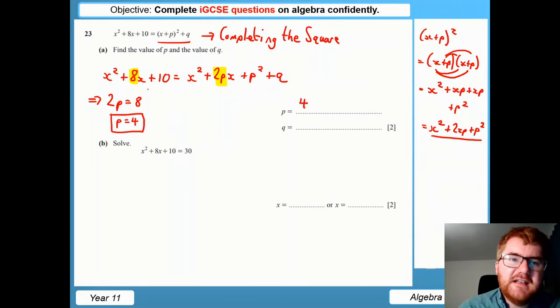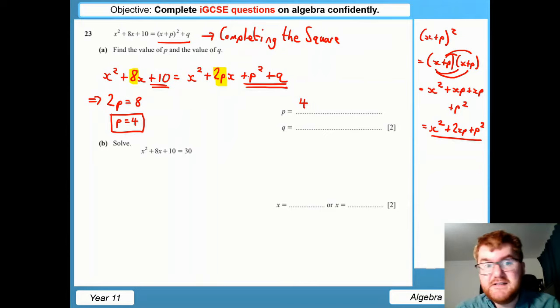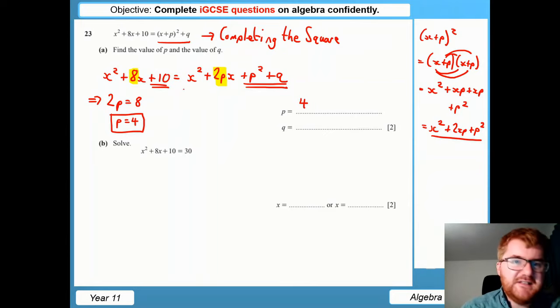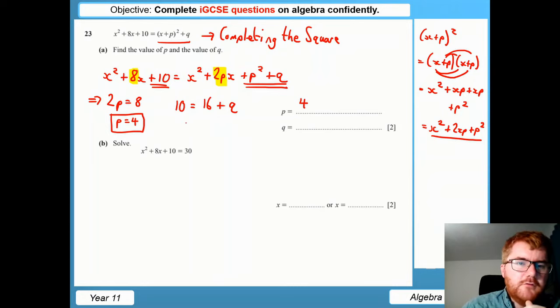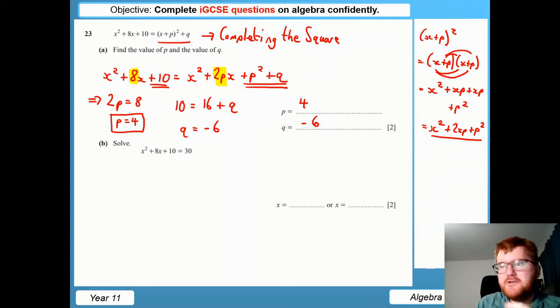And using the same idea here, this 10 must be equal to the constant term, so this p squared plus q. Now we know what p squared is because p is 4, so 4 squared is 16. So we get 10 is equal to 16 plus q, and therefore we can take 16 from both sides here, giving you q is equal to minus 6 for the 2 marks. So I've taken this approach. Again, you can take different approaches on this kind of question, but I thought equating coefficients is so useful down the line when you do IB or A level. It's a really important skill to see.